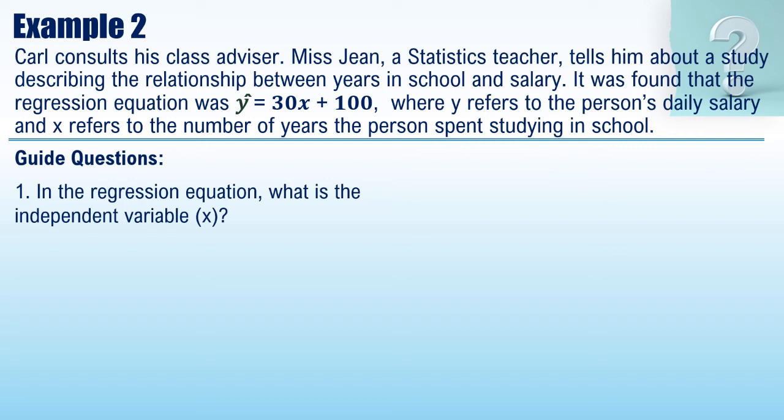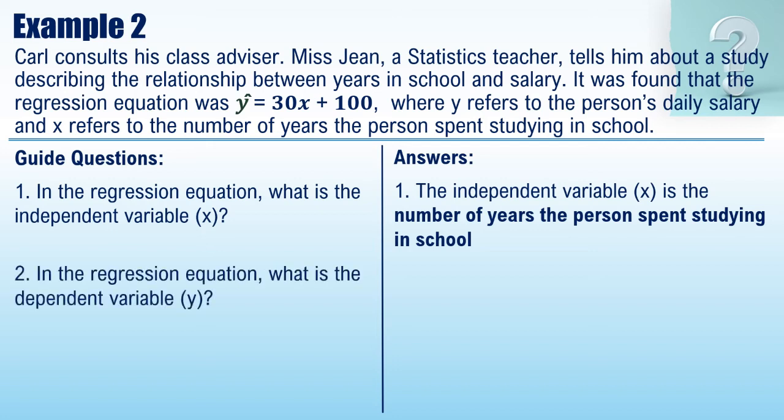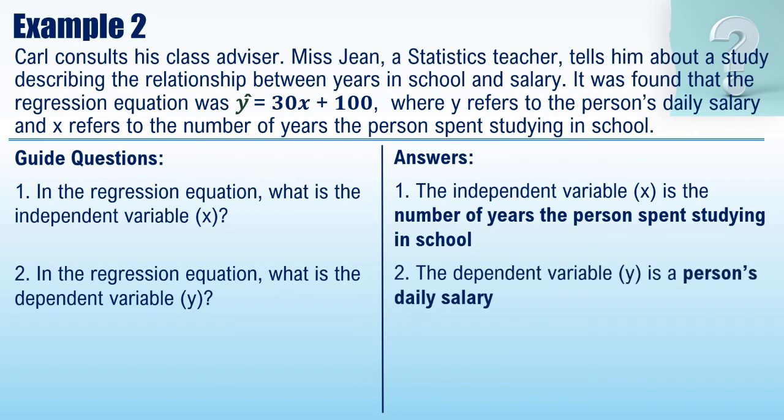Number 1, in the regression equation, what is the independent variable? X. Okay, for our answers, the independent variable x is the number of years the person spent studying in school. Now, this is already given in the situation. For our second guide question, in the regression equation, what is the dependent variable y? Okay, it was already mentioned in the situation or in the problem. The dependent variable y is a person's daily salary.